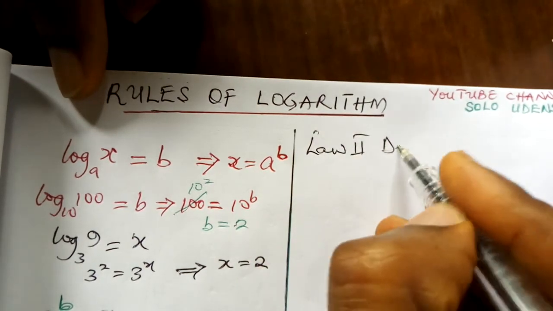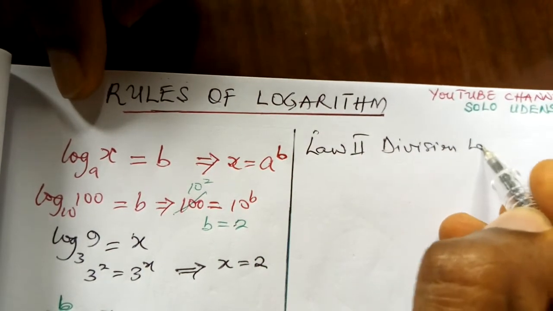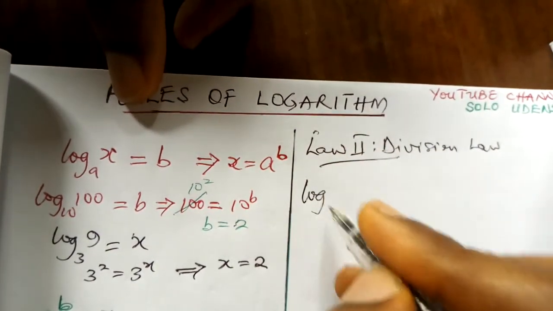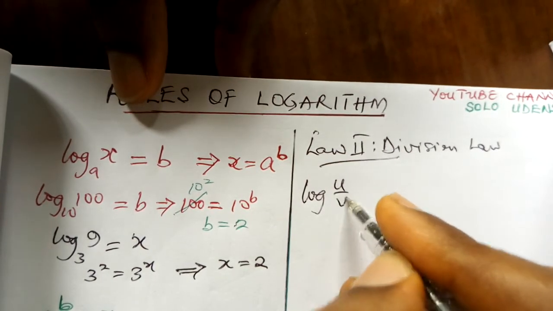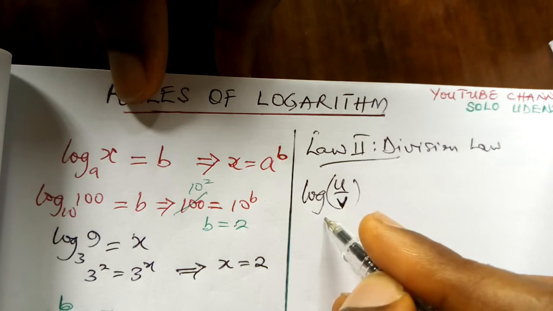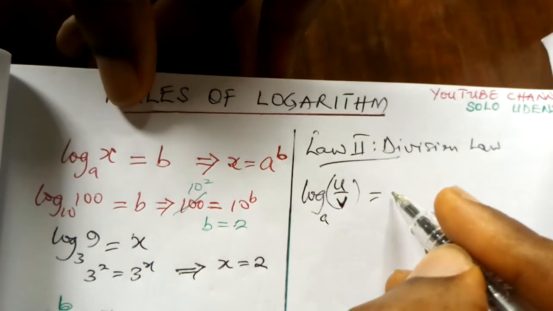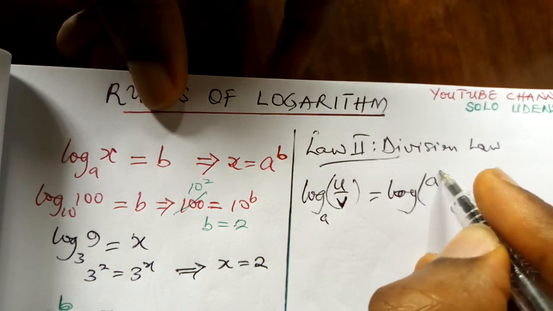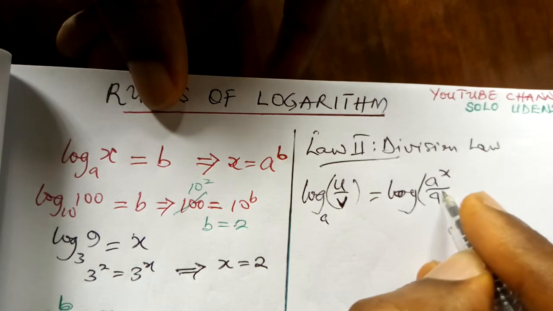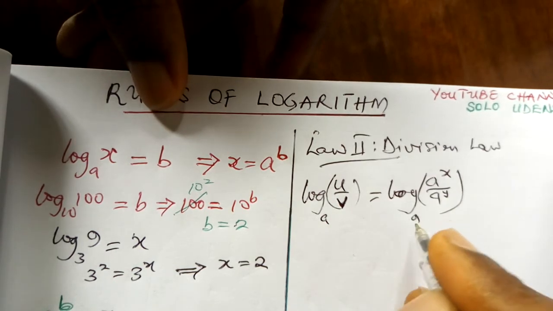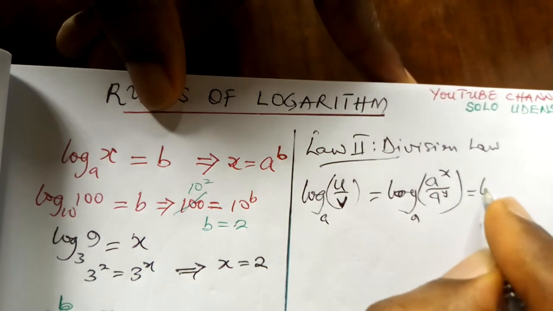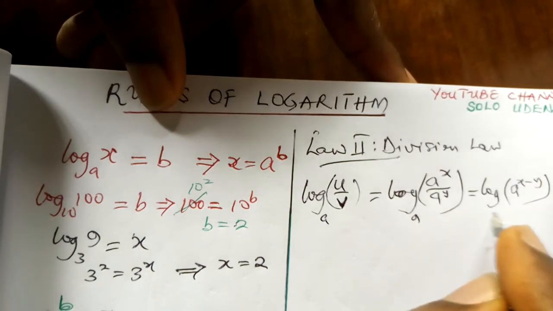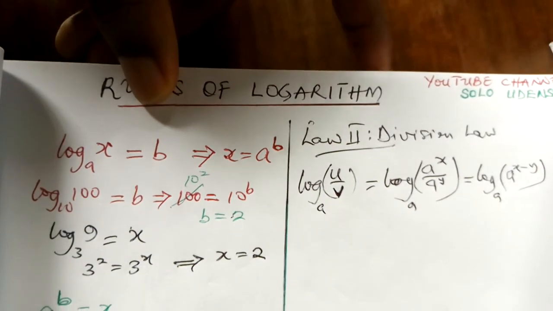Law 2, the division law. Let us now also do log u over v, having defined u and v base a. It will give us log a raised to power x over a raised to power y, base a, and you know what it means: log a^(x−y). According to this, we subtract their powers base a. That's what it will give.